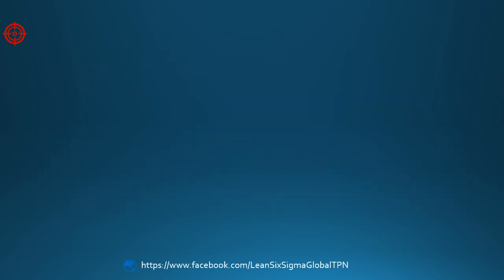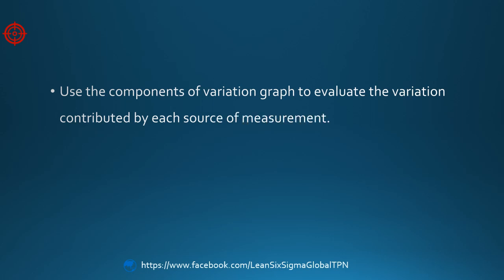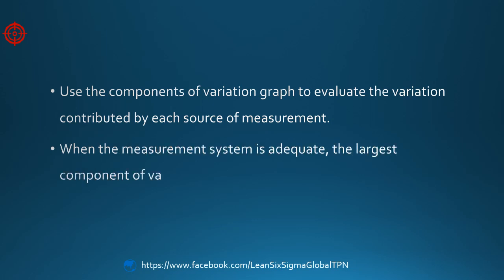So let's review. In this lesson, we used the components of variation graph to evaluate the sources of variation that contribute to the total variation. When the measurement system has little error, most of the variation is seen in the part-to-part component. Next, we'll look at Xbar and R charts to evaluate part-to-part variation and the repeatability of the measurement system.